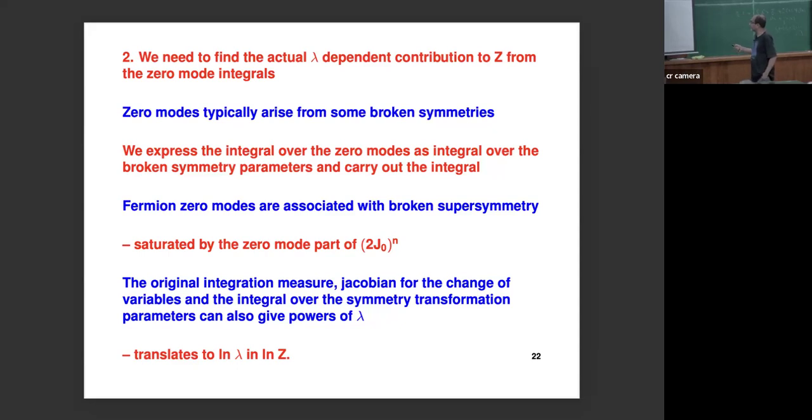So the first step is to express the integral over the zero modes as an integral over the broken symmetry parameters, and then we carry out the integral. And the same thing we do for the fermionic zero modes, right? Fermionic zero modes are typically associated with broken supersymmetry, and these eventually will be saturated by the zero modes coming from this 2J0 to the n. So the point is that in this integral, the original integration measure can have some lambda dependence. The Jacobian for the change of variables can have lambda dependence. And the integral over the symmetry transformation parameter can also give powers of lambda. And all of these will eventually translate to log lambda in log z. Okay, then you have to take into account all of these steps.